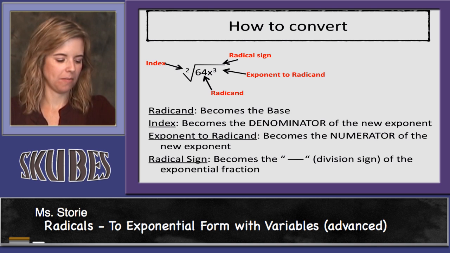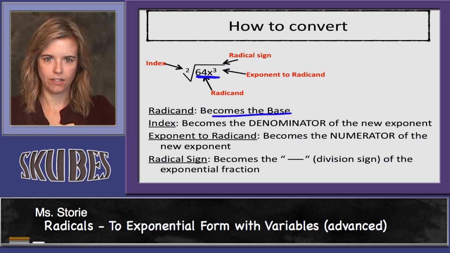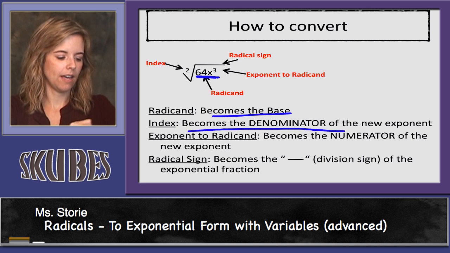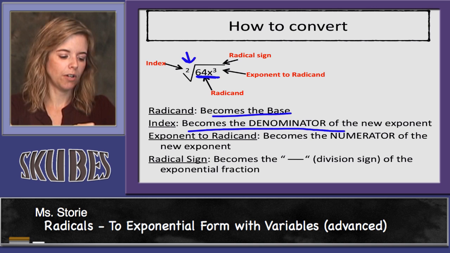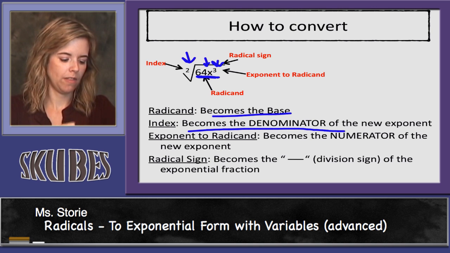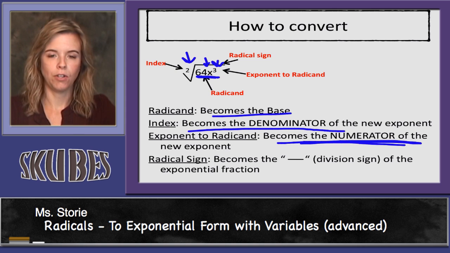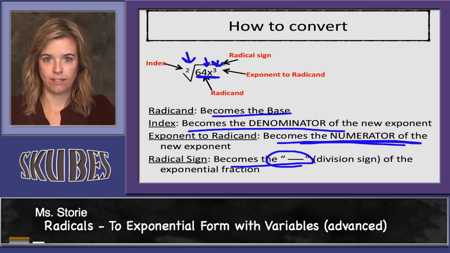Let's talk about how to convert them. The radicand becomes the base, which is the big number, so the 64 and the x are both going to be the base. The index of 2 is going to become our denominator for the new exponent. The current exponent for the radicand, which is a 3, and also the invisible 1 there, become the numerator for the new exponent, and the radical sign disappears and becomes the division sign.